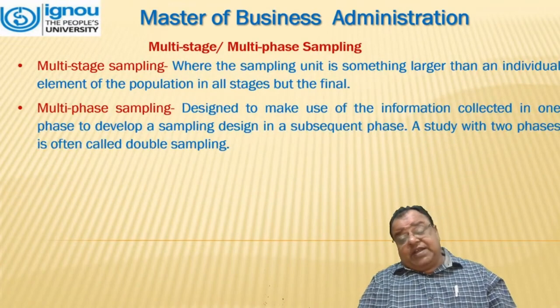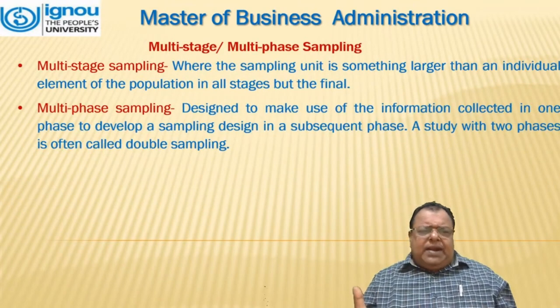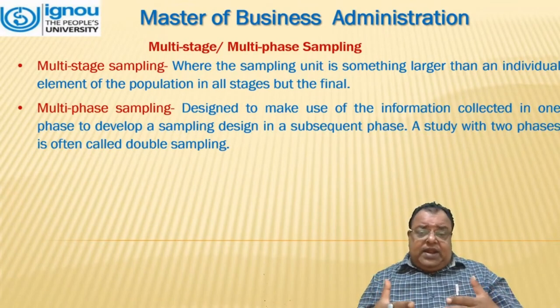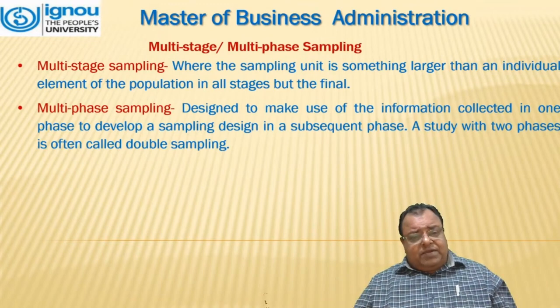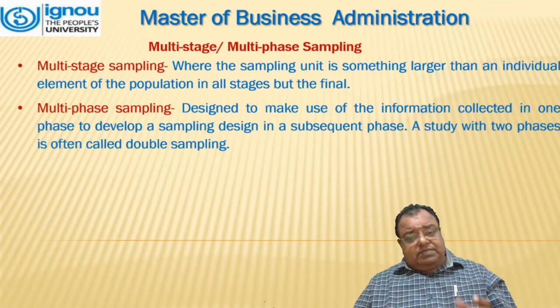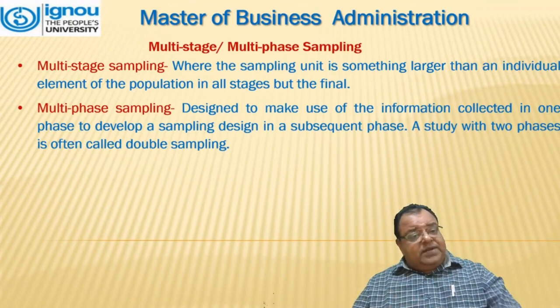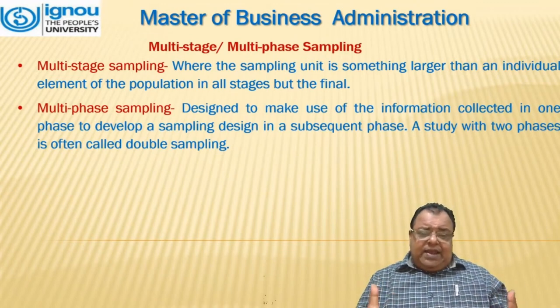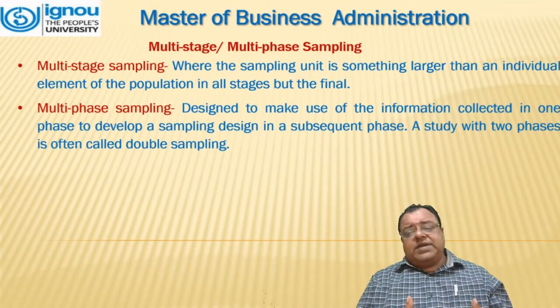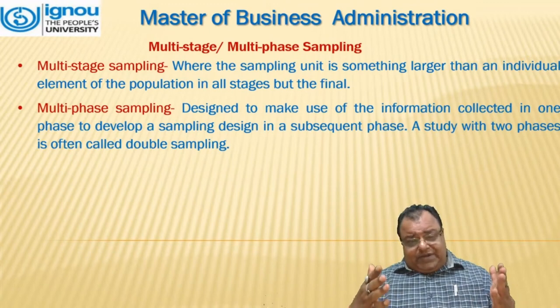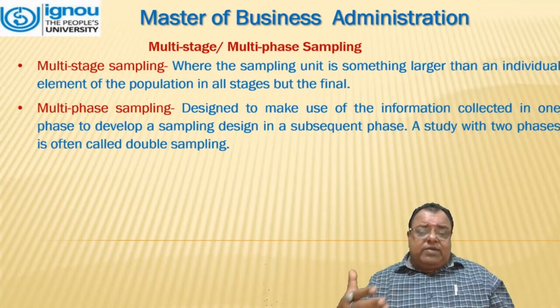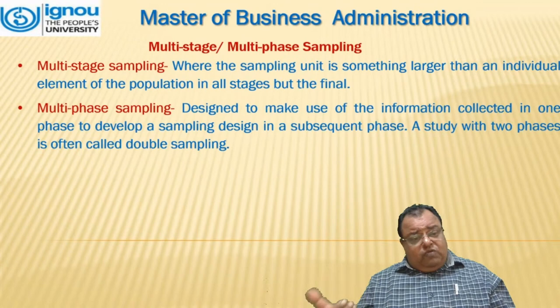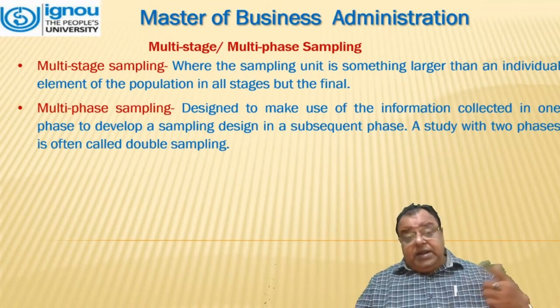Multi-stage and multi-phase sampling. Multi-stage sampling is that where the sampling unit is something larger than the individual element of the population in all stages, except the final one. But in case of multi-phase sampling, this is designed to make use of the information collected in one phase to develop a sampling design in a subsequent phase. A study with 2 phases is often called double sampling.